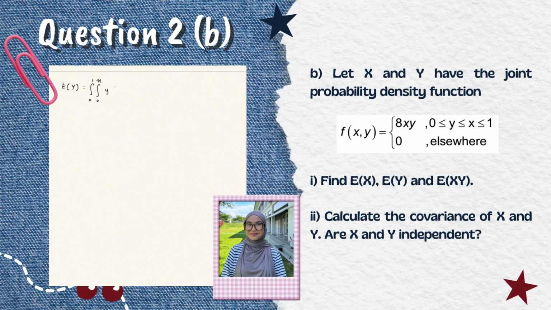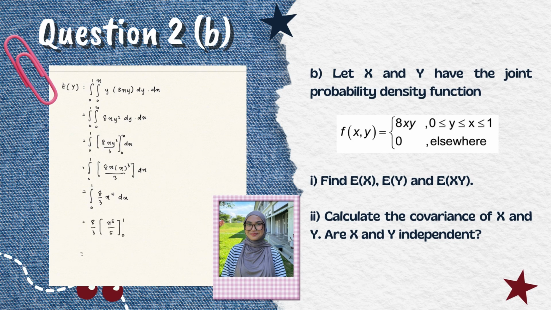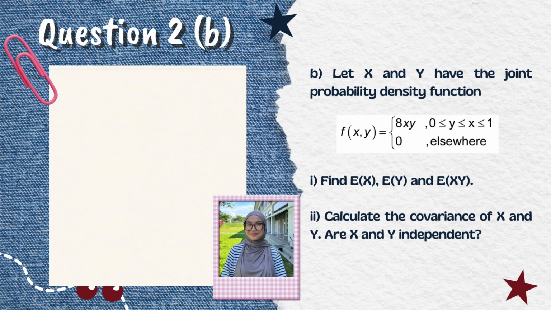Moving on to find the mean of y, we do the same thing as finding the mean of x, where we have to double integrate y times the function xy with respect to y and x. First, we integrate with respect to y, and then with respect to x. After integrating both of them and putting in the values, we get 8 over 15 or 0.533.